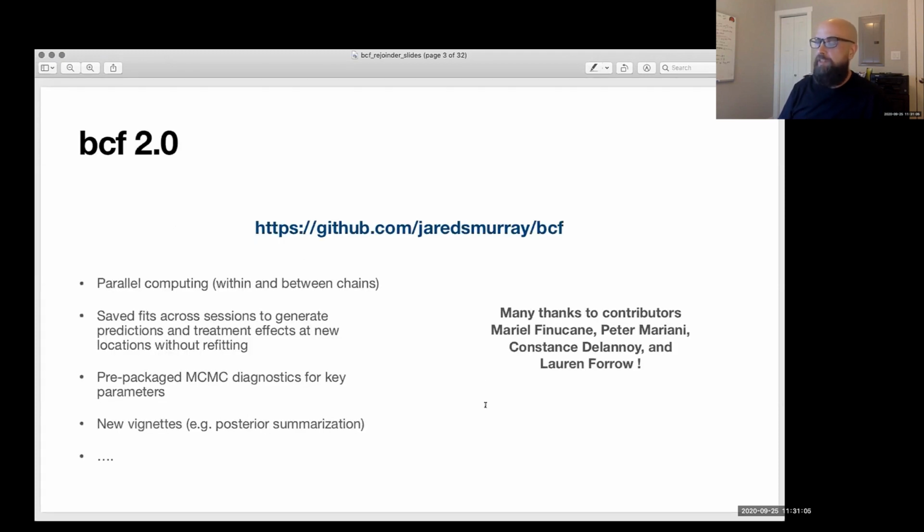Before I do that, I want to put down a marker for BCF 2.0, which is not quite on CRAN, but it is production ready. I just need to clean up some little bits and pieces before they'll accept it and post it. We have lots of nice new features in BCF 2.0. There's parallel computing, saving fits across different R sessions to generate predictions of treatment effects without starting from scratch, some MCMC diagnostics, new vignettes, and a lot of other good stuff.